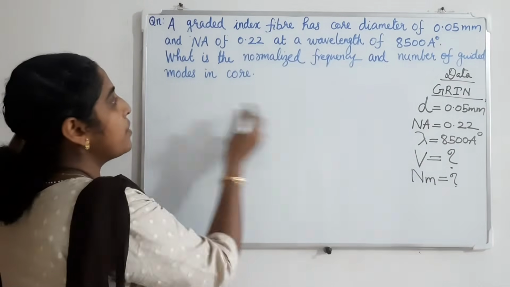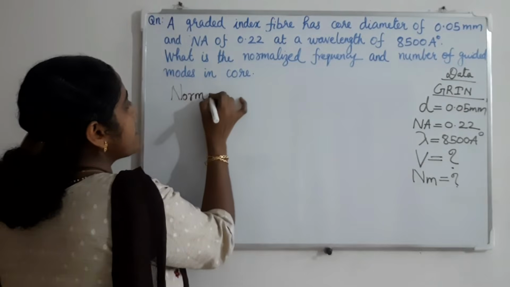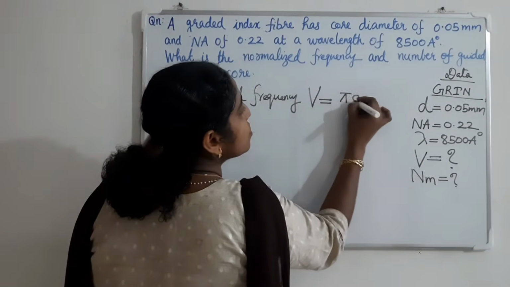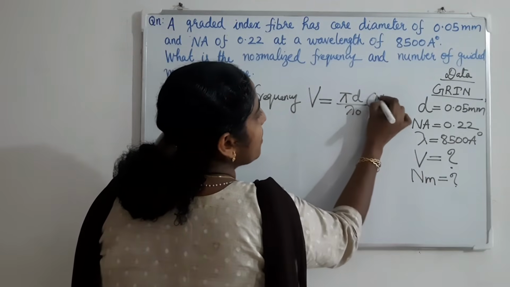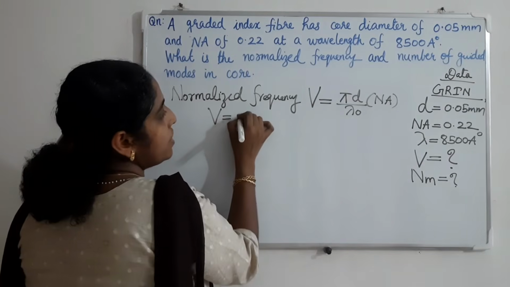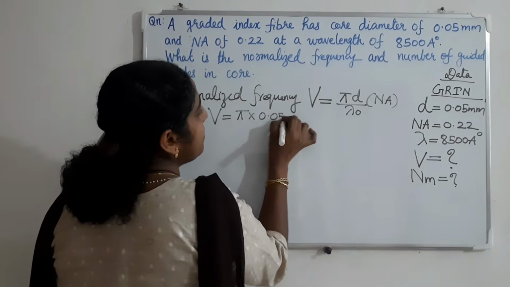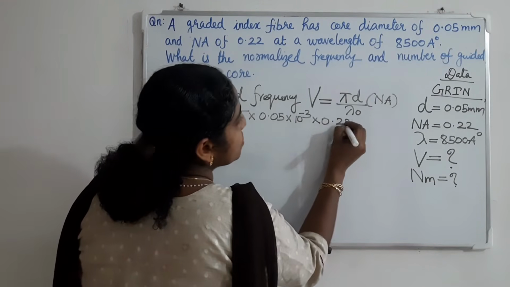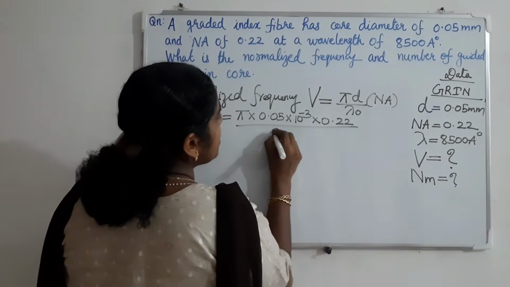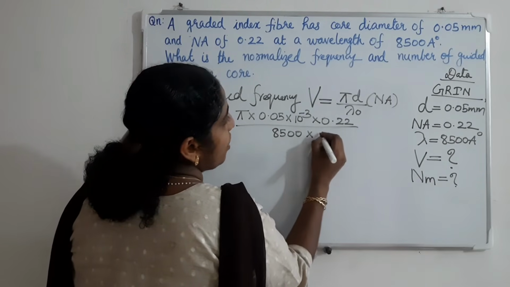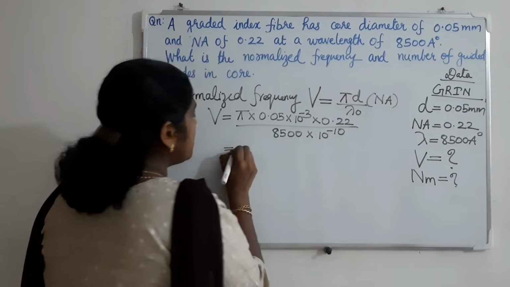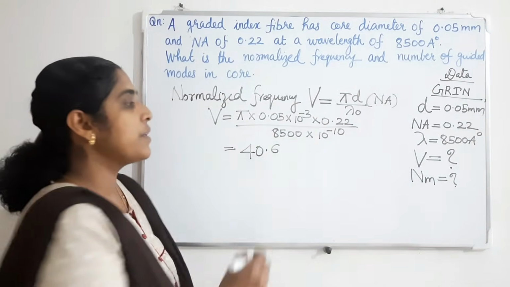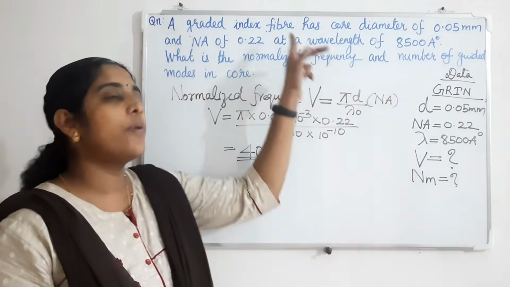So the normalized frequency we can find from the general expression for V number. The normalized frequency, the V number, is equal to pi d by lambda 0 into numerical aperture. That is pi into d, 0.05 millimeter, that is into 10 raised to minus 3, into numerical aperture 0.22, divided by lambda 0, 8500 angstrom, that is into 10 raised to minus 10. On calculating, we will get the V number as 40.6.